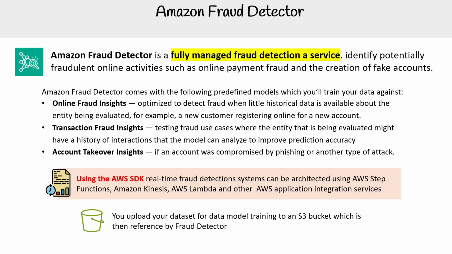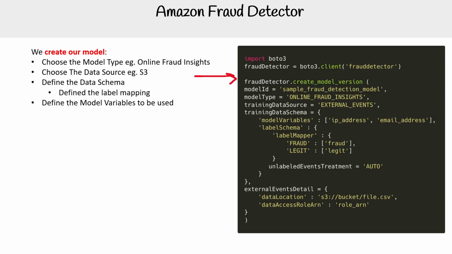So you're going to upload your data set into an S3 bucket and then reference it by Fraud Detector. Again, a lot of these AI services expect you to put them into S3 and then reference them, so that is not unusual. Here's an example of us creating a model. So we're choosing the model type. In this case, we're doing online fraud insights.